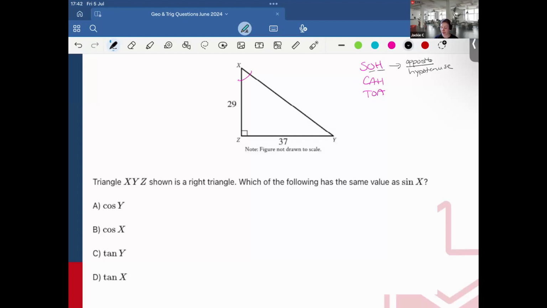And if I'm asked for sine of x, so the opposite would be 37. So I'll put sine of x equals 37 over the hypotenuse. And I have to calculate what the hypotenuse is. So let me go ahead and do that. I can do that by doing 29 squared plus 37 squared is equal to c squared. Let's calculate. Okay, so 29 times 29 is 841, and 37 squared is 1,369, is equal to c squared.